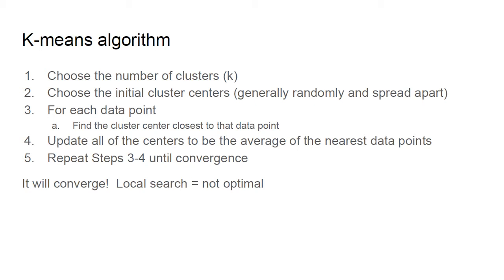The way it works is you start with a number of clusters, k, this is why it's called k-means. You choose the initial cluster centers. Generally, you pick these randomly and you try to spread them far apart. And for every single data point, you find the cluster center that's closest to that data point. It's literally a for loop. And then once you've done that, you update all the centers to be the average of their nearest data points. And then you just repeat those two steps until they stop changing. And they will stop changing because as long as you have real value data, you're decreasing your error on each step. It might be a local error, but it will eventually stop changing.